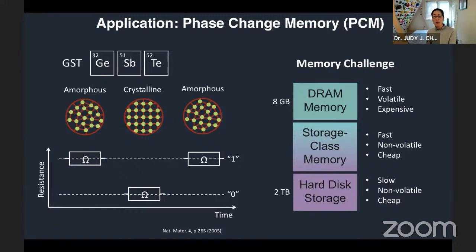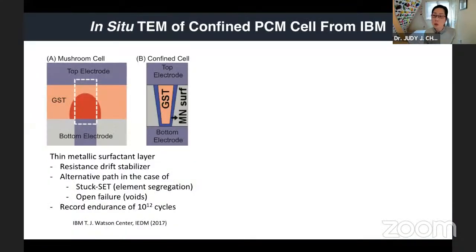And PCM is one of the memory technologies that can perhaps fit all the specifications for storage class memory. So working with IBM, which has a site about 1.5 hours away from Yale, we looked at their next generation of PCM devices. The current PCM device has a thin film of GST. GST is the active component that does the phase change.